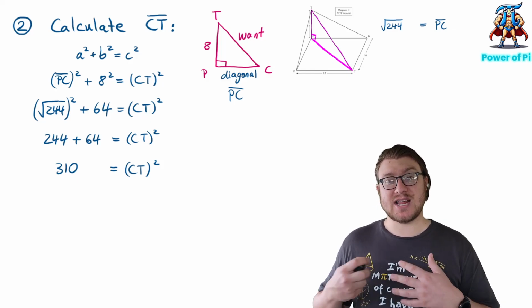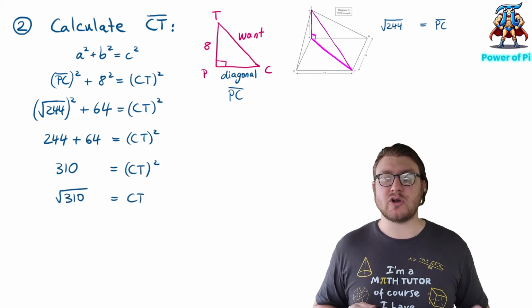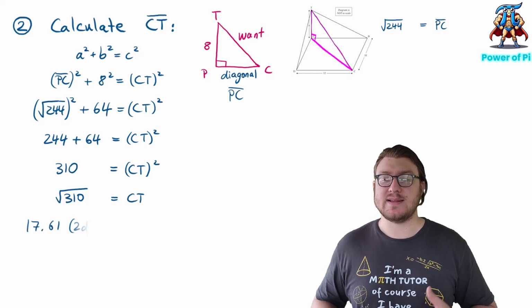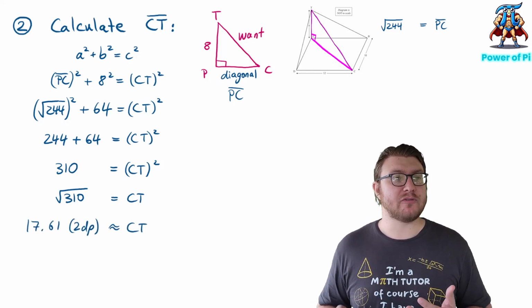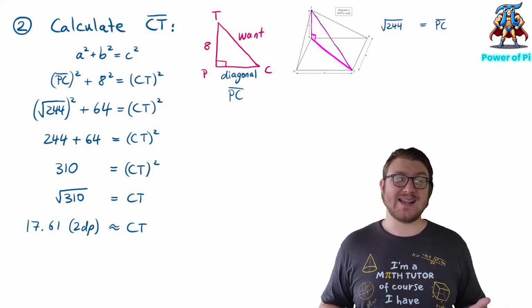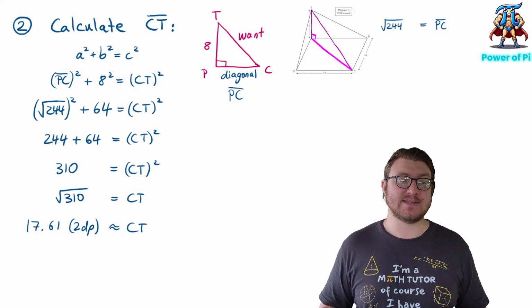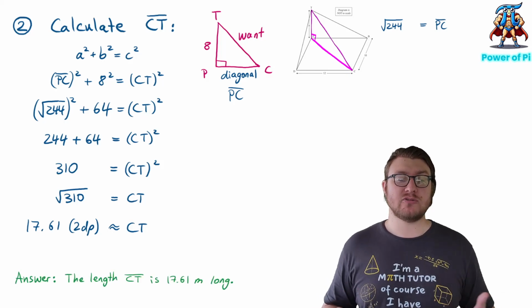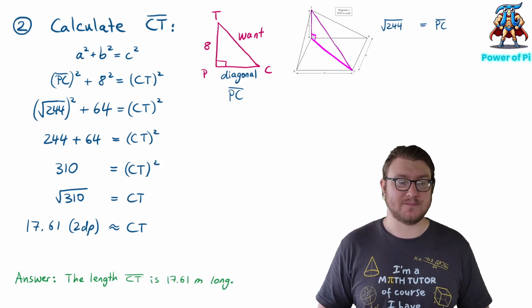Now again, just like before, we need to take the square root on both sides, which will leave us with the final answer that CT is the square root of 310, and you're welcome to put this in the calculator to find the exact answer. Just be sure to round correctly and to write your answer with the correct unit.